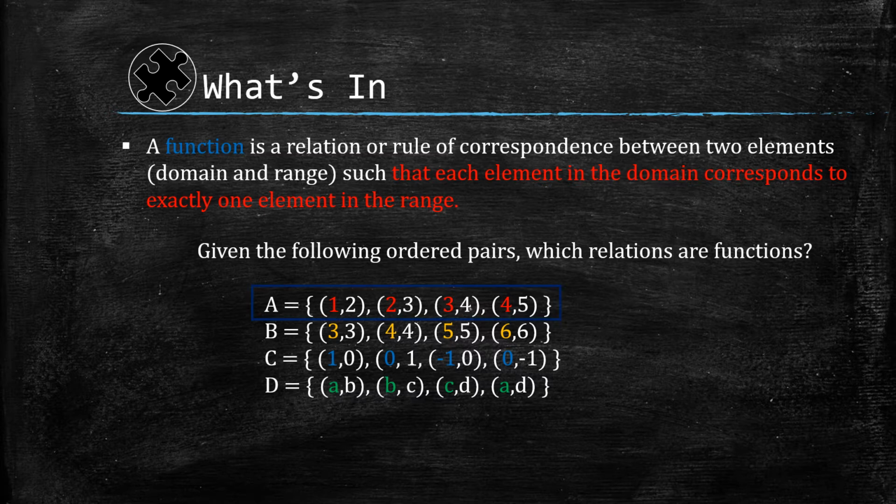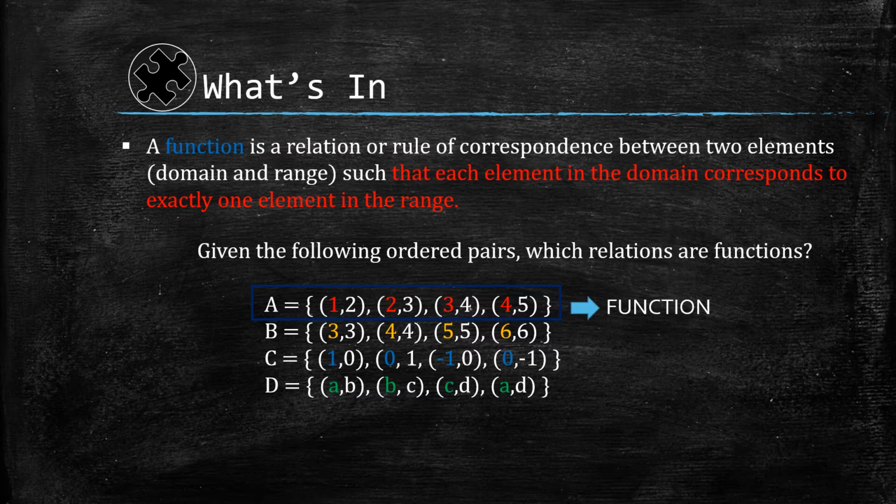First, this is a function. Why? Look at it, class. Based on the definition, each element of your domain has exactly one partner in the range. One by one: who is the partner of 1? It is 2. How about 2? Its partner is 3. The partner of 3 is 4. The partner of 4 is 5.